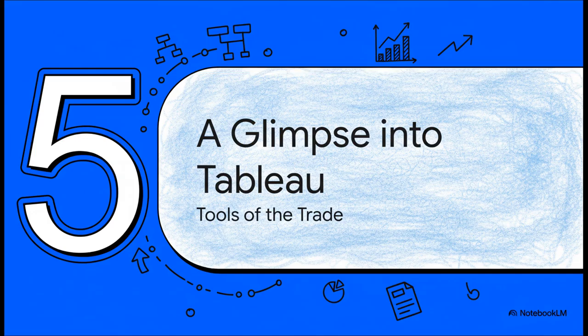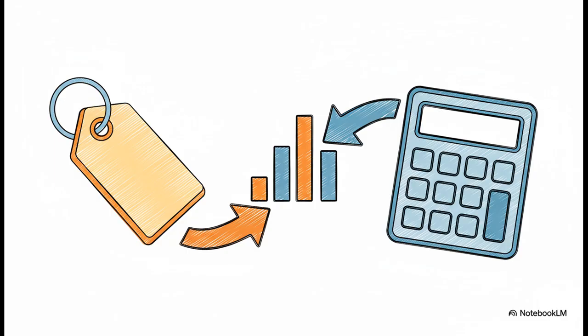Okay, so we've got the principles. We know a bit about choosing the right chart. Now, let's just briefly touch on one of the tools that can bring all this to life, and that's Tableau. The way Tableau works is actually pretty intuitive. It breaks your data down into 2 basic types. You've got dimensions. These are your descriptive things, your categories like region or product name.